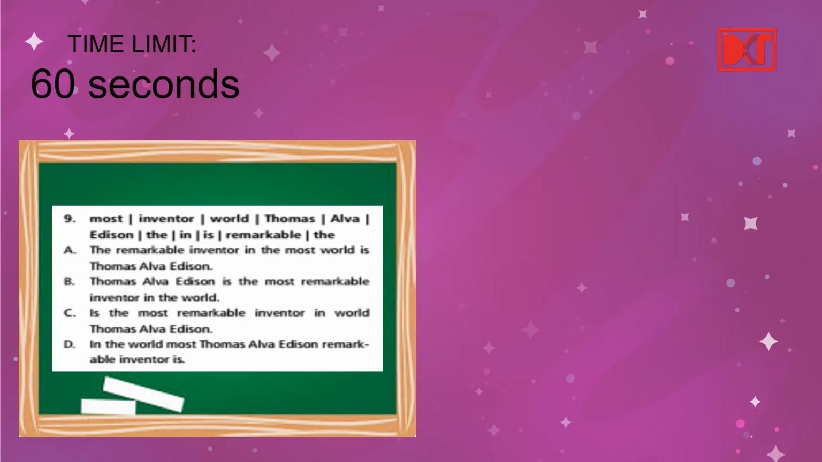Okay, here: most, inventor, world, Thomas Alva Edison, the, in, is, remarkable. Now here we have a name, which is Thomas Alva Edison. Let's see which is the option here. B: Thomas Alva Edison is the most remarkable inventor in the world. Just do a quick Google and find out what all he has invented. Okay, Thomas Alva Edison is the most remarkable inventor in the world.